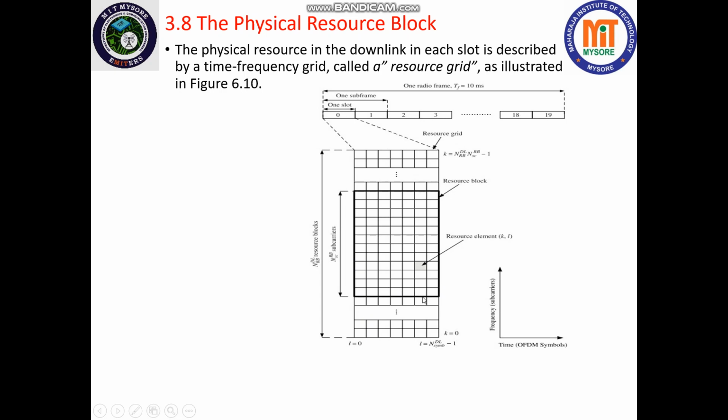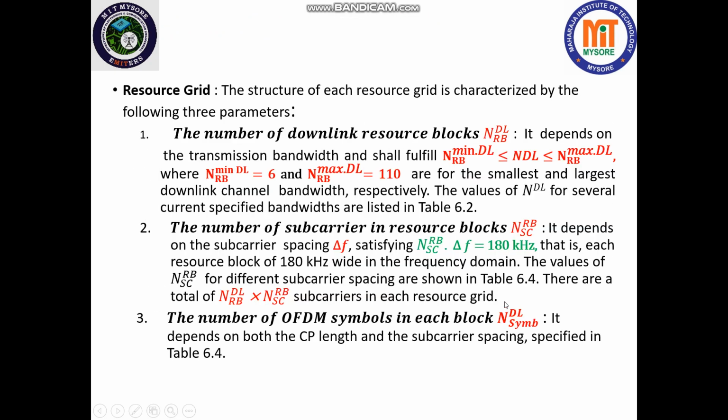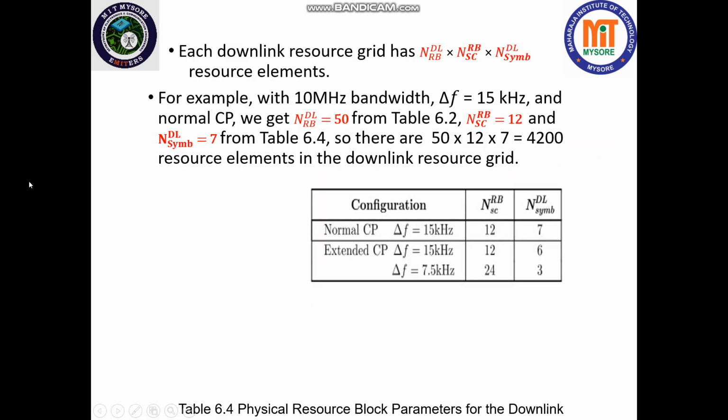This number of OFDM symbols actually depends on the CP length, cyclic prefix length, and the subcarrier spacing. Subcarrier spacing is delta F. Usually it is 15 kilohertz. For normal CP length, you are going to have 7 OFDM symbols. Otherwise, for extended CP, you are going to have 6 OFDM symbols.